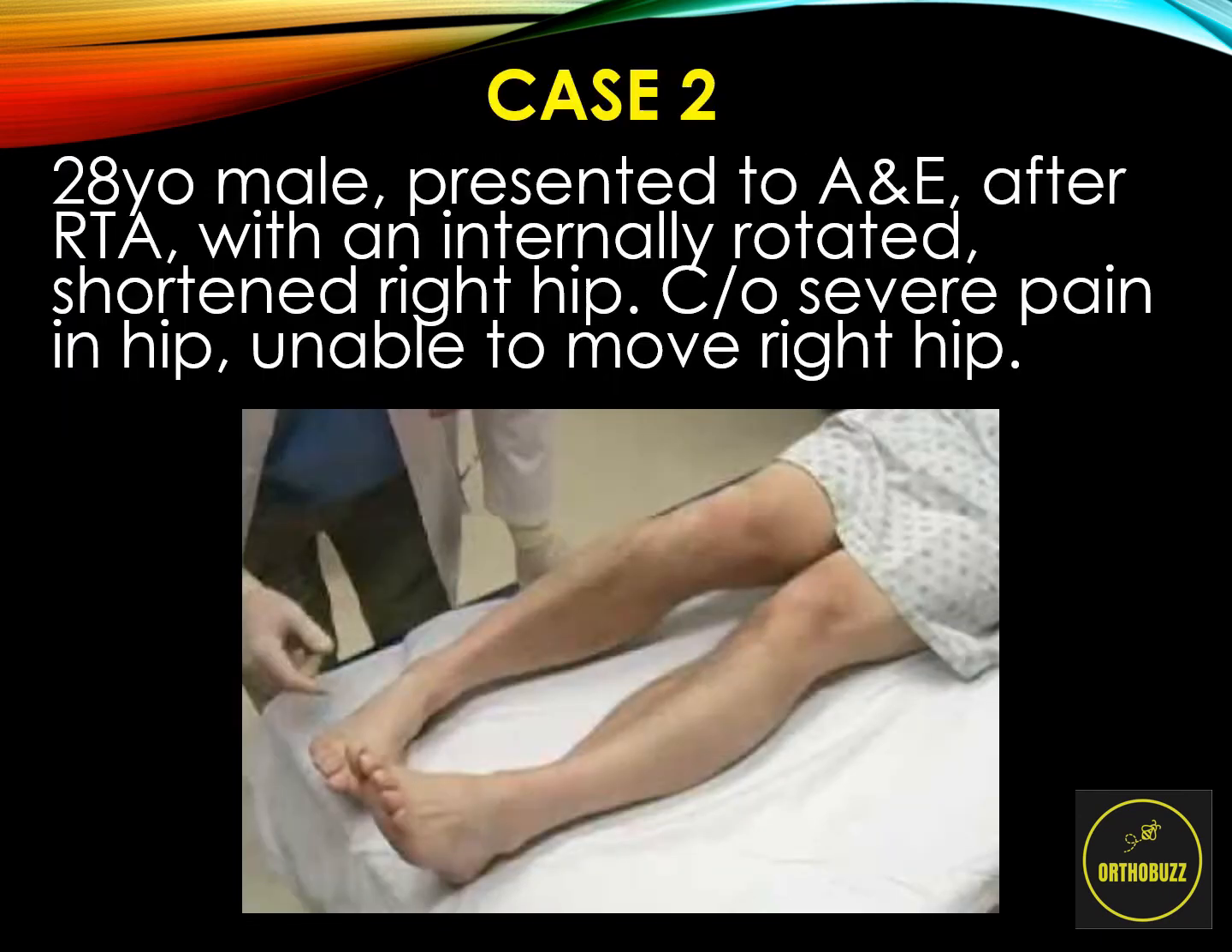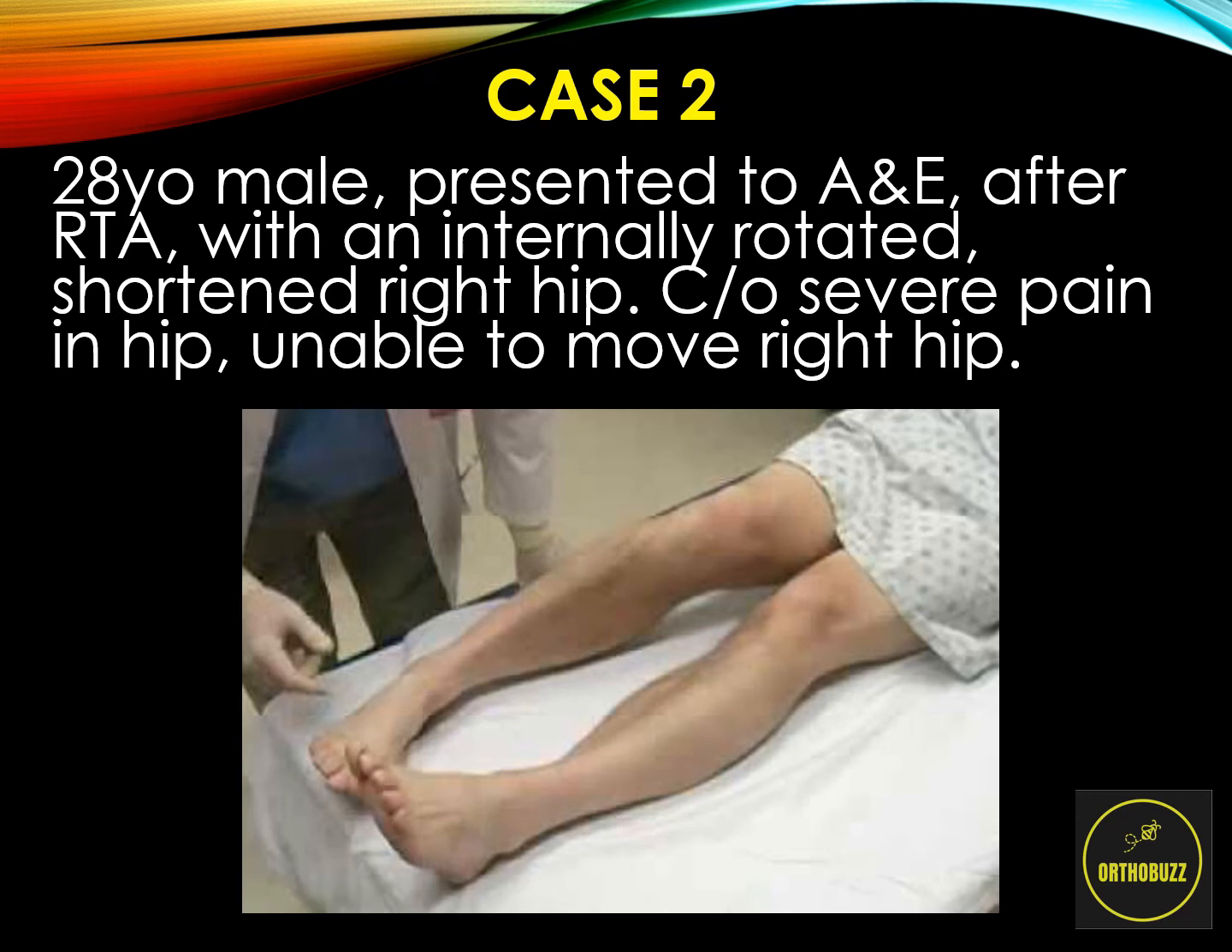So now we've touched on neck of femur fractures, let's have a look at other hip presentations. This time we have a young 28-year-old male presented to the emergency department after a road traffic accident with an internally rotated and shortened right hip. He's complaining of severe pain in the hip and he's unable to move the right hip. So what's our first priority? Well, with a high energy injury, we'd have to default back to doing our ATLS, Advanced Trauma Life Support Resuscitation, ensuring that there are no life-threatening injuries that we're missing before moving on to any further orthopaedic injuries.